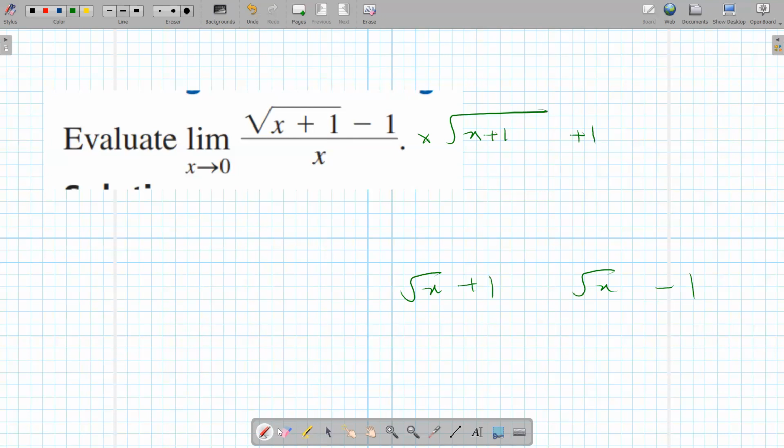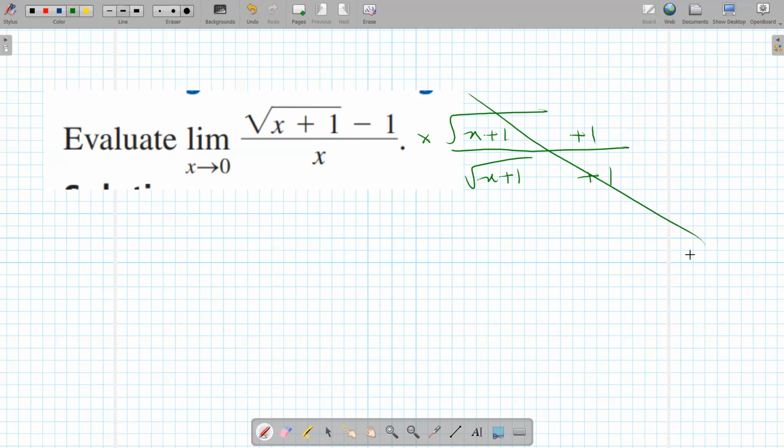Because the goal is to use the difference of squares. So you need a and you need b, but the signs between them have to be different. Okay? So that's going to be the conjugate in this case. And whatever you multiply by on top, you need to multiply by on the bottom as well. Because these two cancel out, you're just multiplying by a 1 already. So on the bottom, nothing changes. Well, something changes, but you don't have to worry about the bottom.